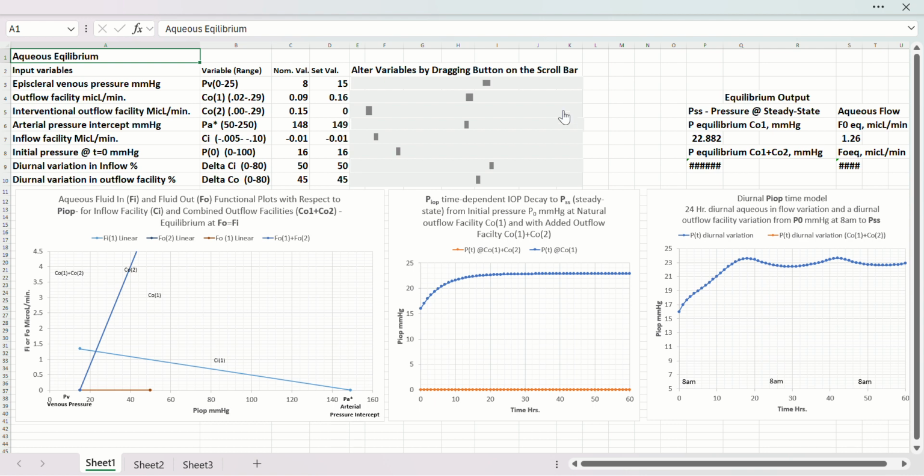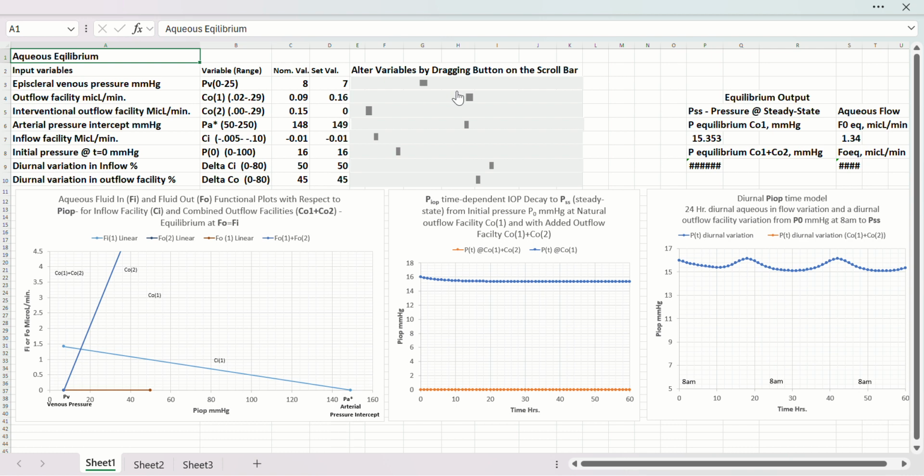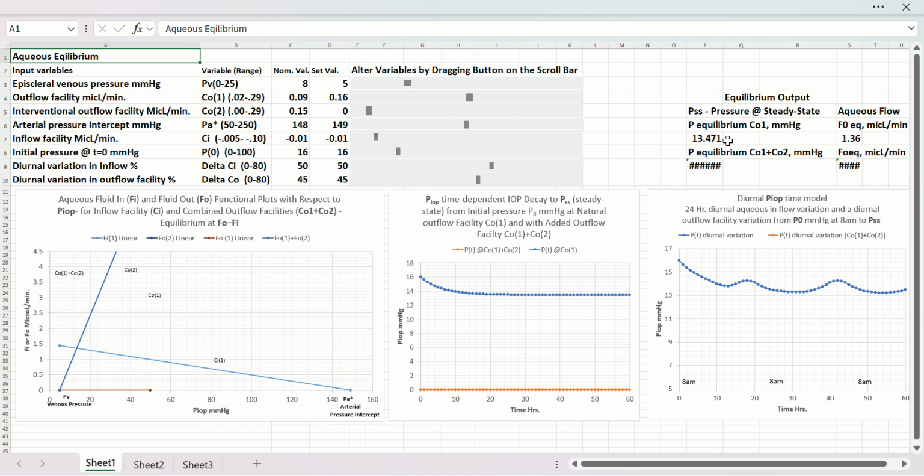Conversely, we can reduce the venous pressure as a whole, which decreases the episcleral venous pressure very slightly, and we can reduce the intraocular pressure slightly with that. We can also have interventions such as negative pressure goggles, which also can reduce this episcleral venous pressure, which also can have a direct effect on the intraocular pressure, bringing it back from 16 down to 13.5 millimeters of mercury. Let's put this back at our nominal value of 8 as we proceed forward.